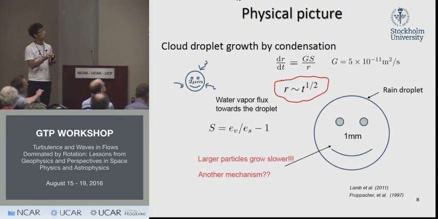But to form these falling raindrops, the cloud droplets have to grow from 2 microns to 1 millimeter. So we need another mechanism to drive the growth of the cloud droplets.